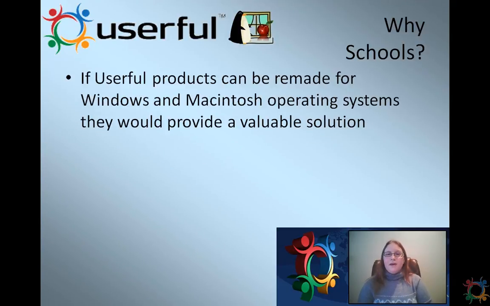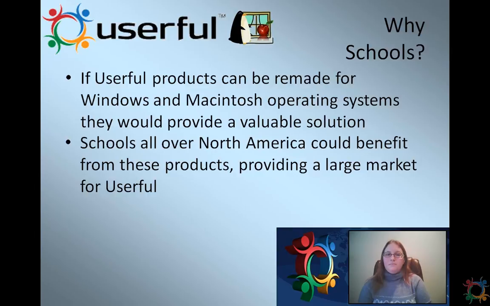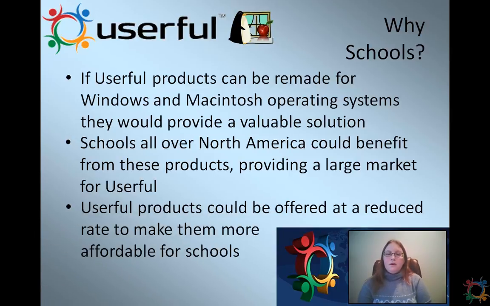If Userful products can be remade for Windows and Macintosh operating systems, they would provide a valuable solution to the educational system today. Schools all over North America could benefit from these products, providing a large potential market for Userful. Userful products could be offered at a reduced rate to make them more affordable for these schools. This would allow them to actually purchase them, and as I said, give Userful a large potential market, which would make up for the costs that we lose in selling the products at a reduced rate.